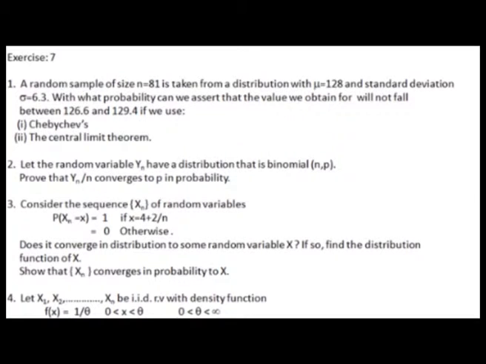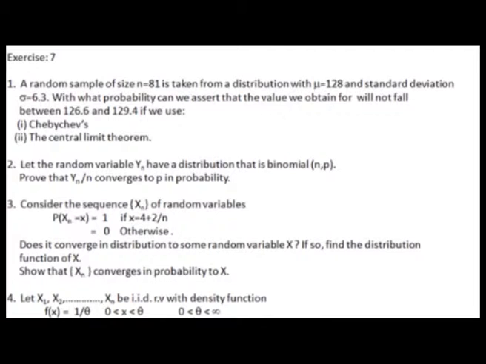Question 2: let the random variables Y_n have a distribution that is binomial(n, p). Prove that Y_n by n converges to p in probability. This is the use of your weak law of large numbers, and I may have already done it for you in the lectures, but anyway go through it and try to prove it by yourself.